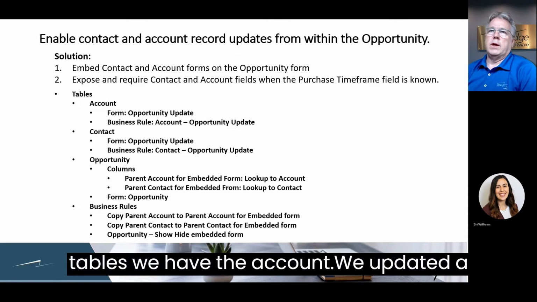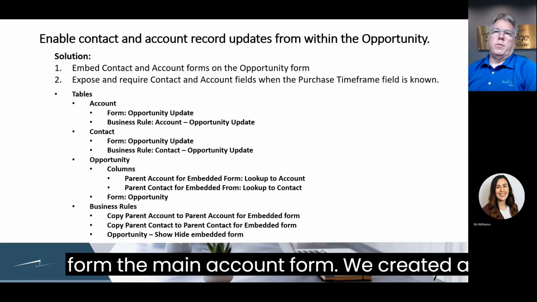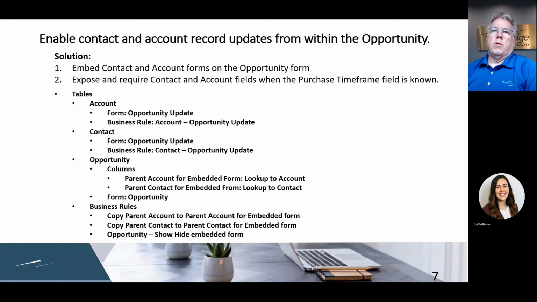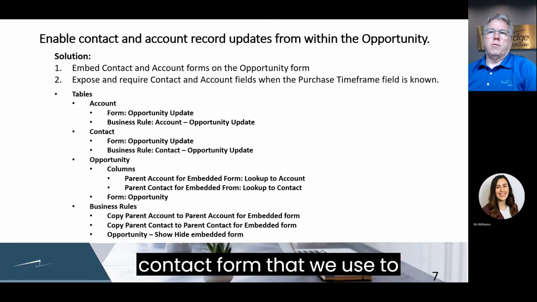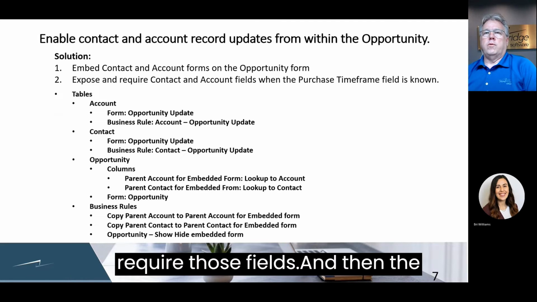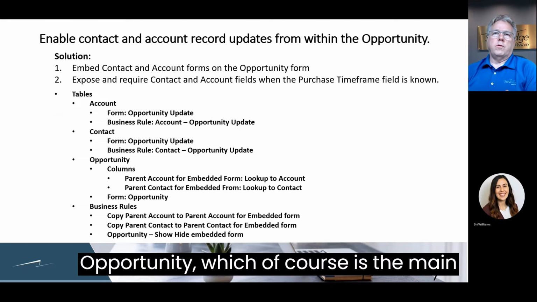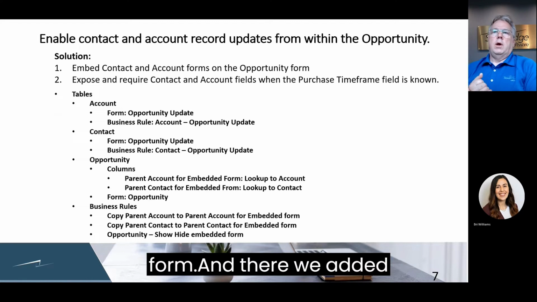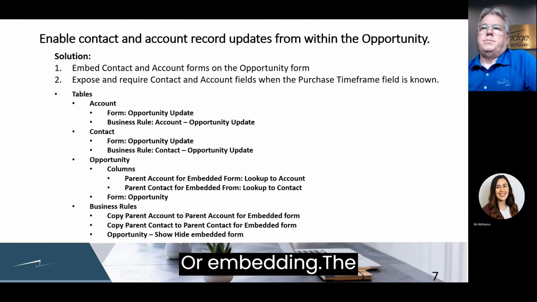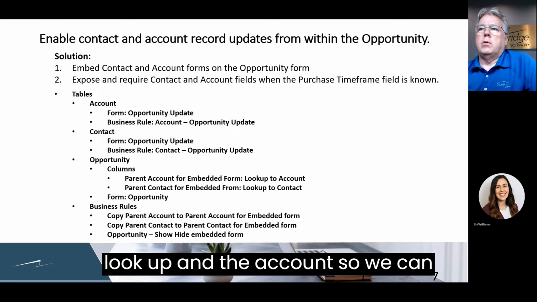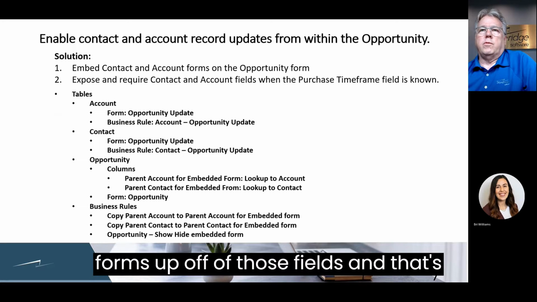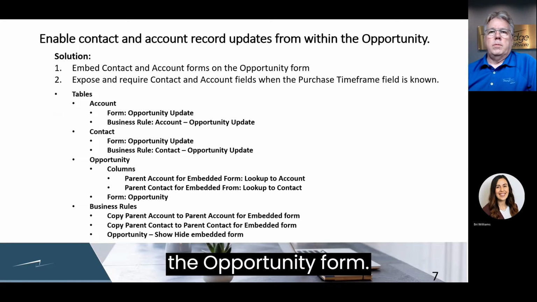So for the tables, we have the account, where we updated a form, the main account form, and we created a business rule for that requirement. We have a contact form that we use to embed, and then another business rule to require those fields. And then the opportunity, which of course is the main form. There we added a couple of extra columns for embedding the lookup and the account, so we can base the embedded forms off of those fields.